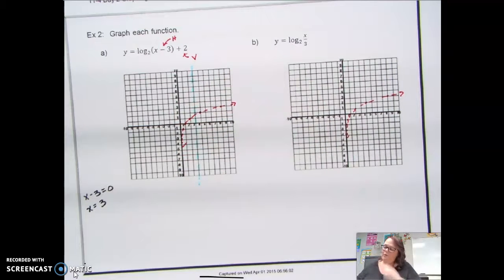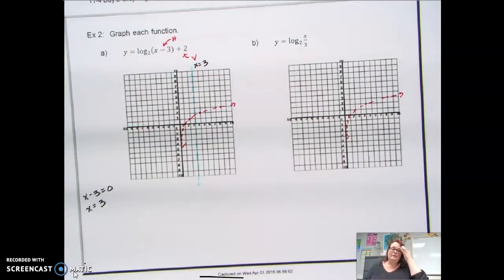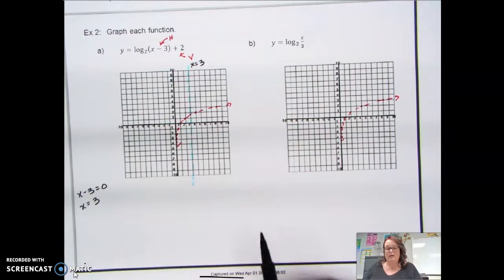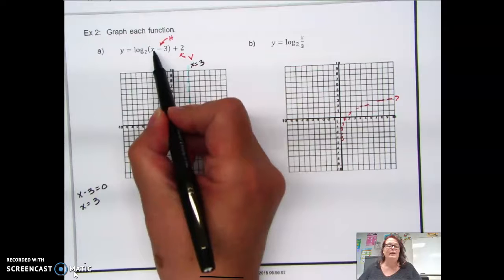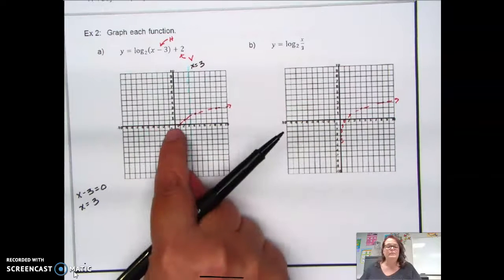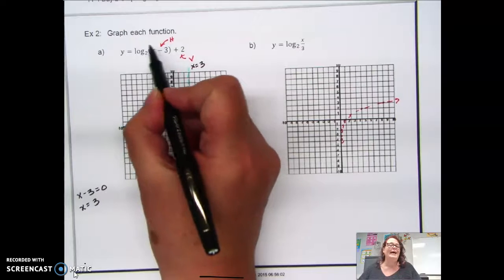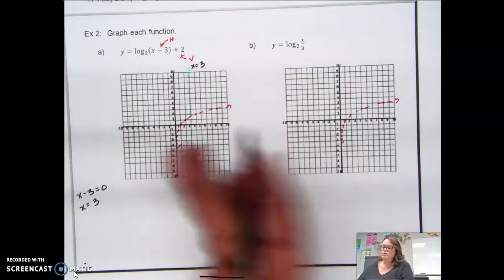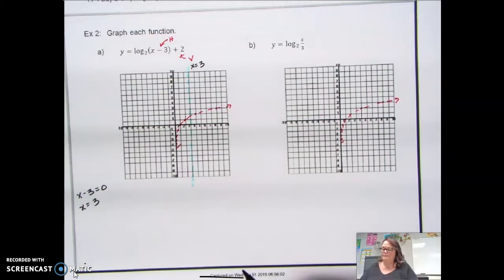And the reason why we have that asymptote, just to remember, is I can't take the log of 0 and I can't take the log of a negative number. So if I plug in 3 for x, 3 minus 3 is 0, I can't take the log of 0. And if I put a number to the left of that, for example, 0, 0 minus 3 is negative 3, I can't take the log of a negative number. So I can never have any points to the left of that new asymptote.